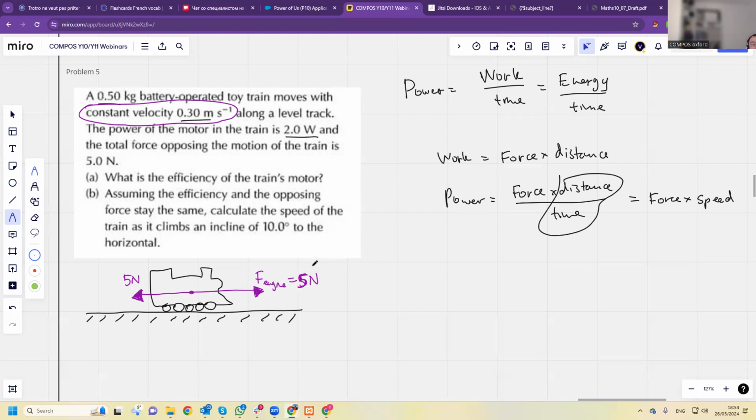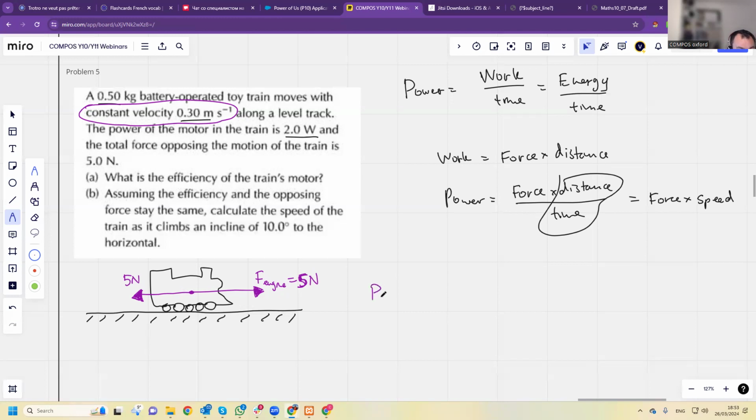How do we know that it is the same as the opposing force? Because it's a constant velocity, okay? Do you understand that? That means the force of the engine has to be equal to the opposing force. Because otherwise it would be slowing down or speeding up, right? If this was 6, it would be speeding up. If it was 4, the train would be slowing down. But because they're balanced, that means constant velocity.